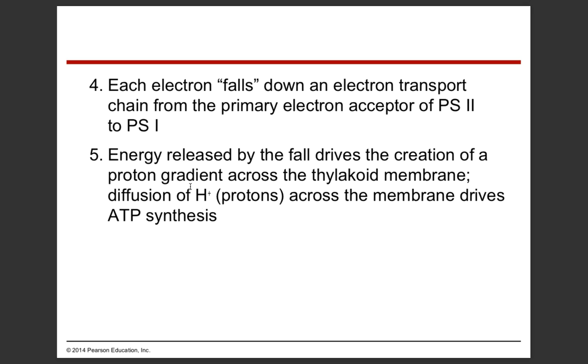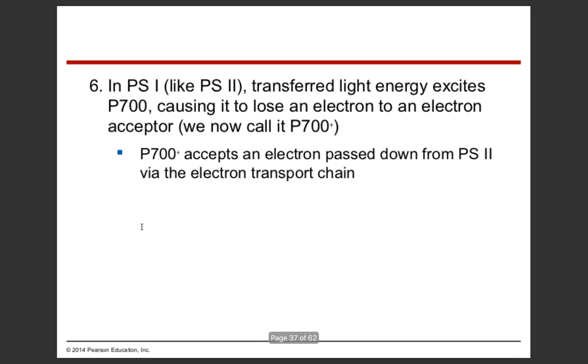Okay, if we're going to pump a whole lot of these protons into the thylakoid membrane, they're going to want to drift back from high to low concentration, because now we've created a very high concentration. Diffusion will drive them back down the concentration gradient. They're going to spin this rotating complex called ATP synthase that's going to create ATP. We'll look at that later.